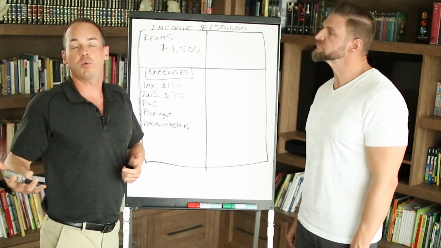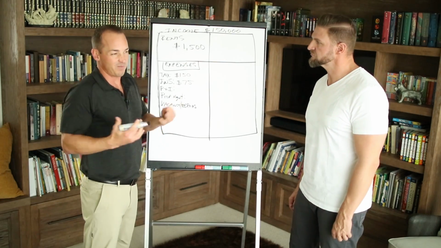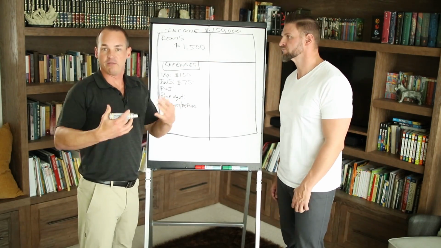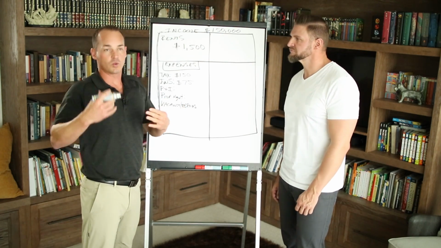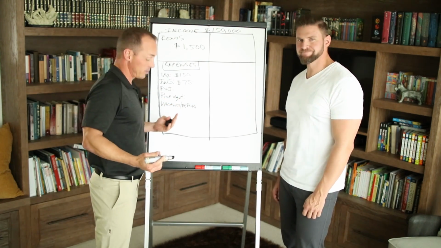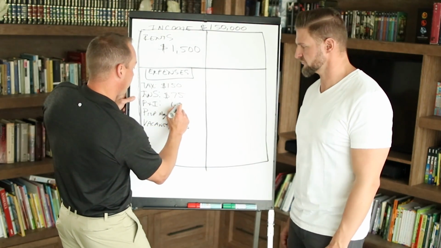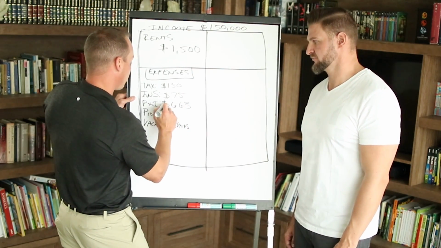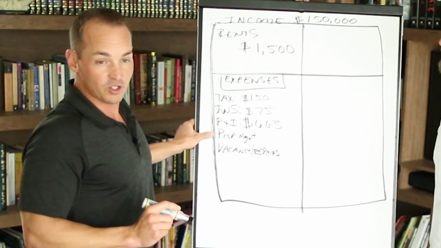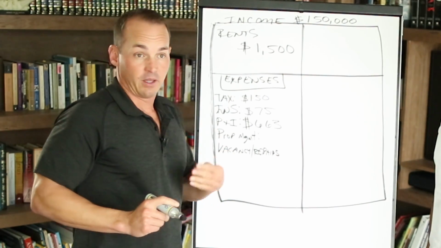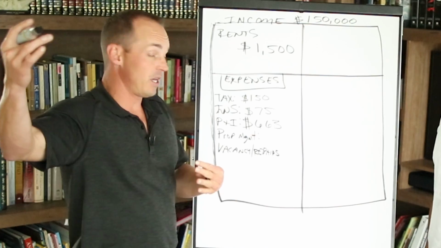I'm going to assume a 5.25% interest rate, which is a pretty standard rate for an investment property. Usually you're three-quarters to a point higher than you are on a primary residence. So the actual mortgage amount would be $663 per month.